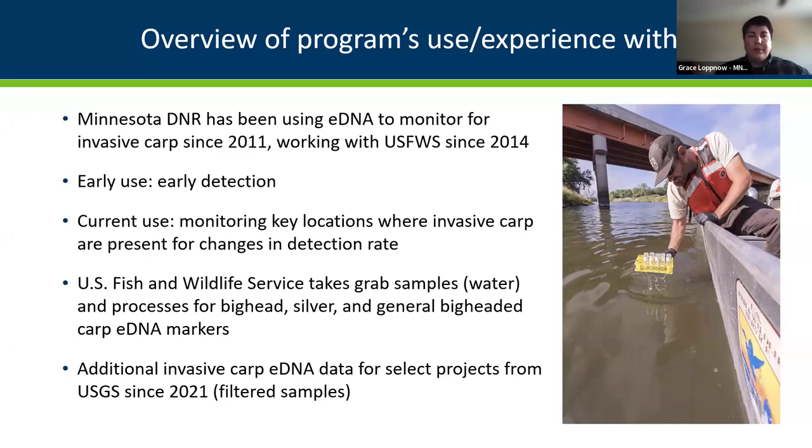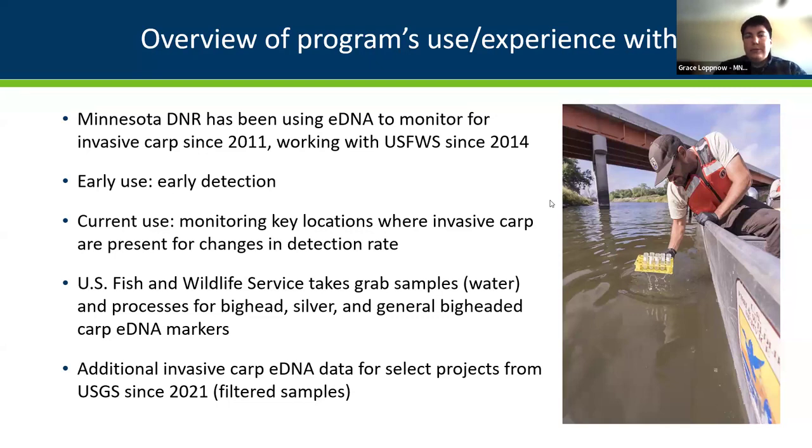I'll give you a bit of an overview to start on what Minnesota has used eDNA for in the context of invasive fish. Minnesota DNR has been using eDNA to monitor for invasive carp since 2011. We've been working in partnership with Fish and Wildlife Service since 2014. The initial use was squarely for early detection. Our invasive carp in these locations that we're testing, that was unknown at that point. We had very sporadic captures of invasive carp in 2011. So this was helping just kind of determine where the carp were located in the state.